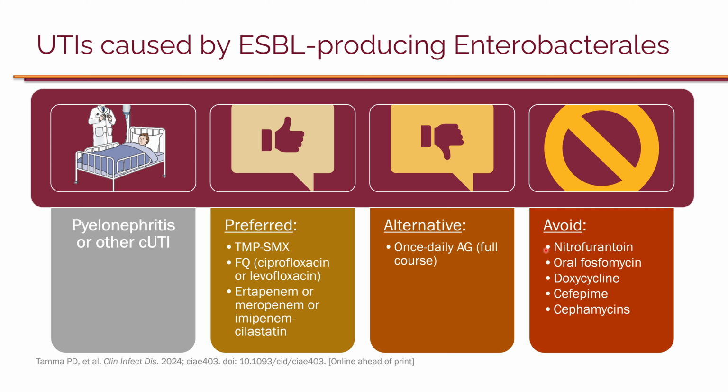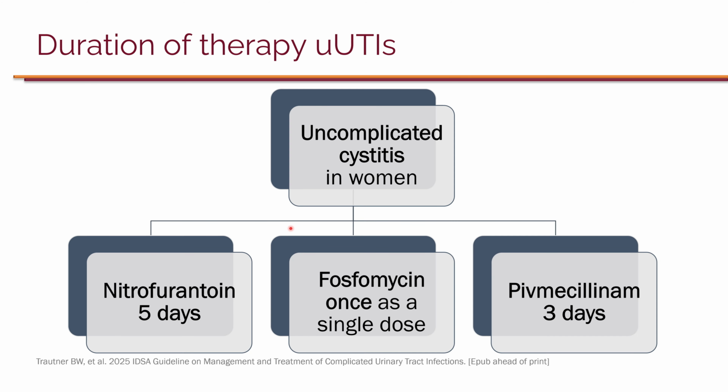And again, they say to avoid nitrofurantoin because this is pyelonephritis. Oral fosfomycin should be avoided, as well as doxycycline, cefepime, and cefamycins. Let's take a look at duration of therapy for uncomplicated UTIs, which is essentially cystitis.